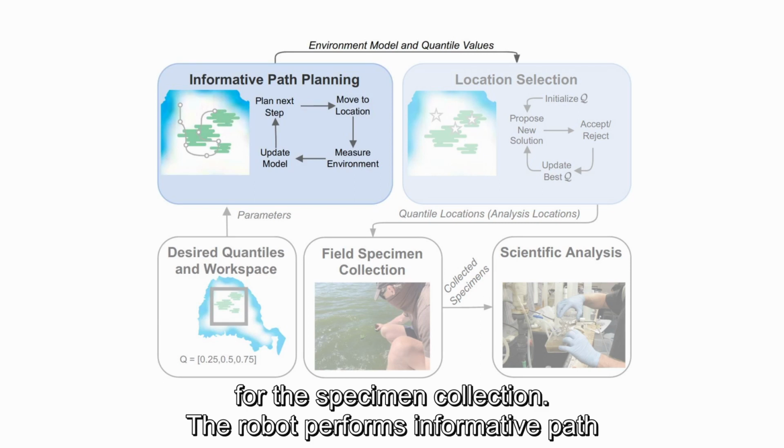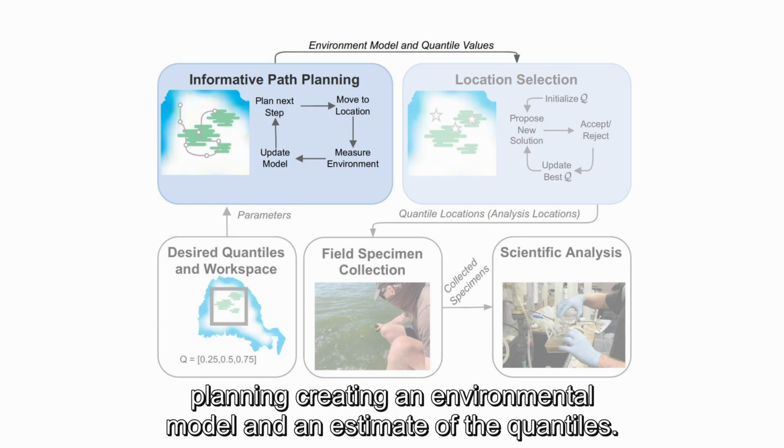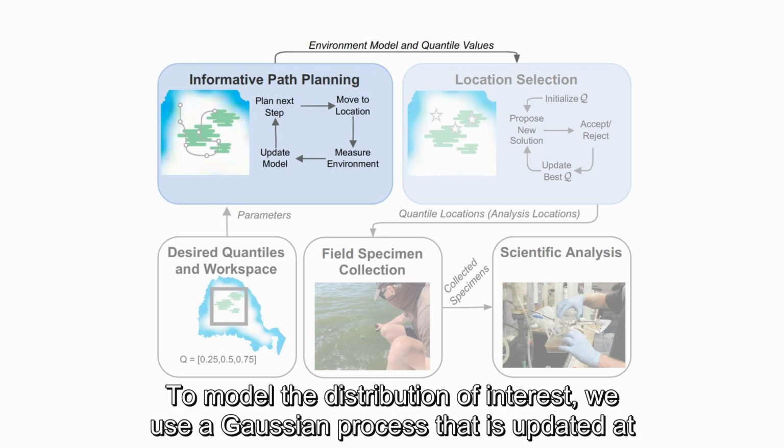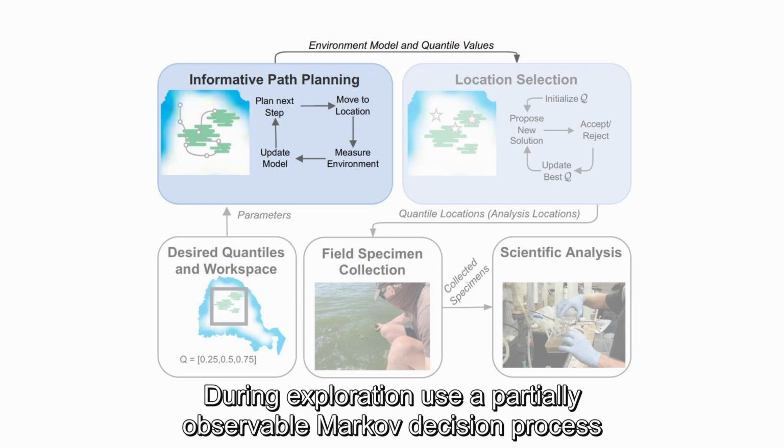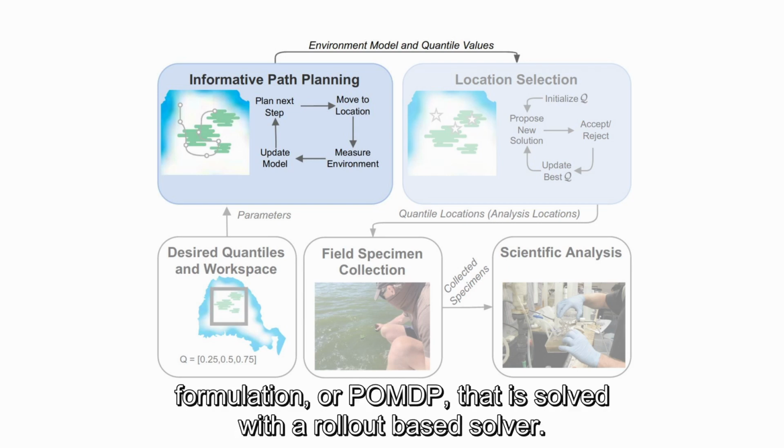The robot performs informative path planning, creating an environmental model and an estimate of the quantile value. To model the distribution of interest, we use a Gaussian process that is updated at each step. To solve the planning problem during exploration, we use a partially observable Markov decision process formulation, or POMDP, which we solve with a rollout-based solver.